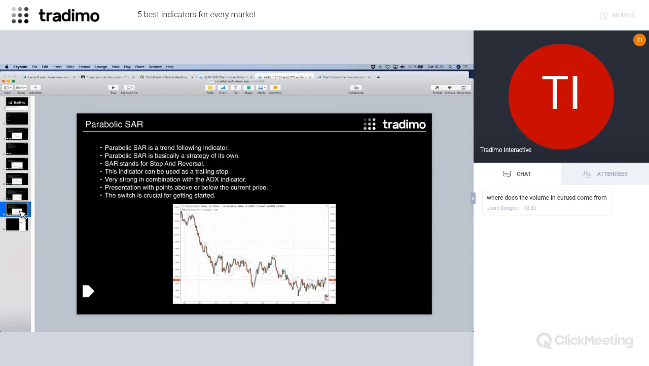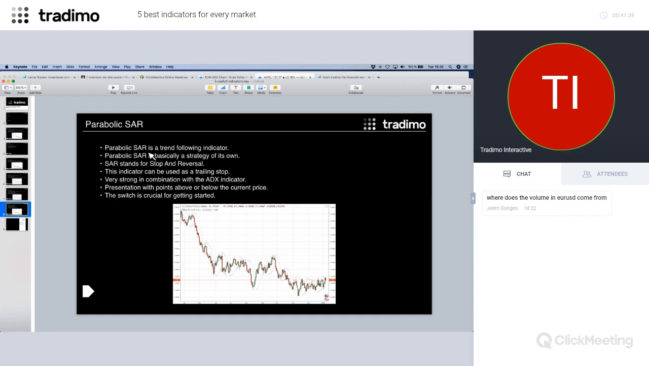Okay. Yeah, then the last one. The last one is the parabolic SAR. Parabolic SAR is a trend following indicator. And the parabolic SAR is basically a strategy of its own. So you can make trades only with the parabolic SAR indicator. I wouldn't recommend doing that, but it is developed to do so.